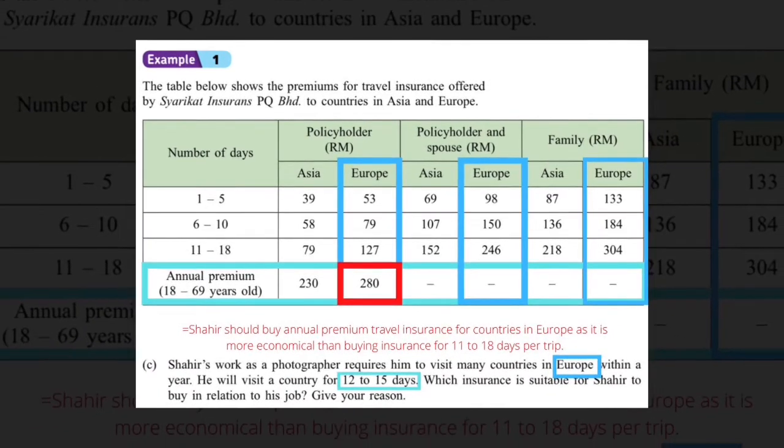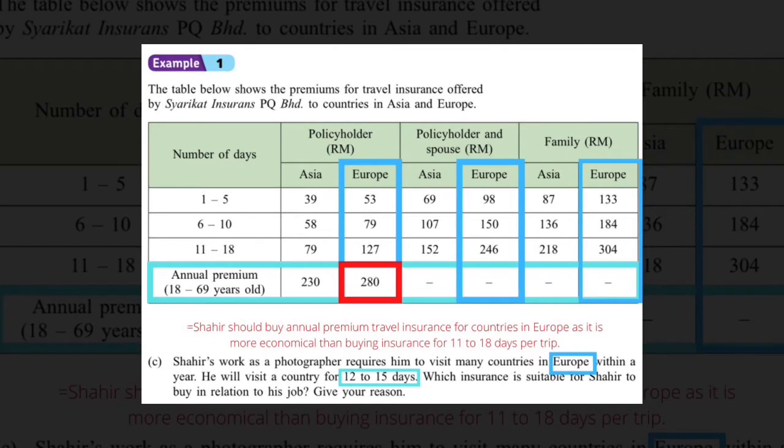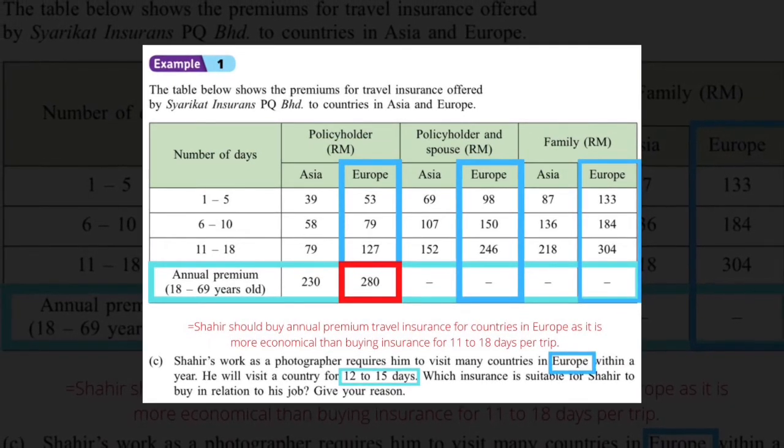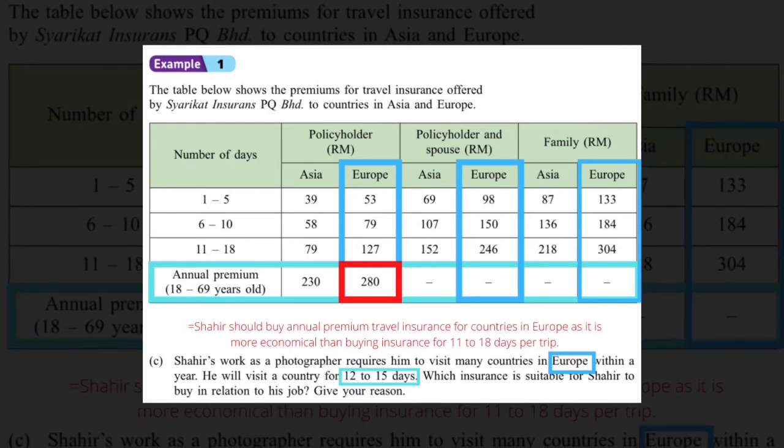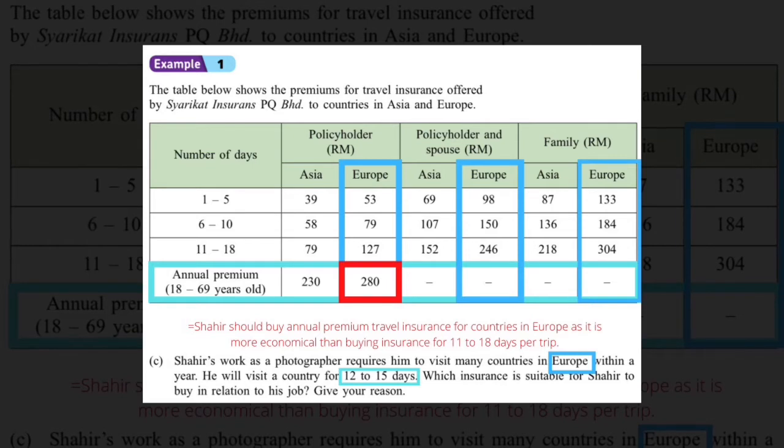C. Shahid's work as a photographer requires him to visit many countries in Europe within a year. He will visit a country for 12 to 15 days. Which insurance is suitable for Shahid to buy in relation to his job? Give your reasons. The question did mention about the destination, which is Europe, and duration of travel, which is 12 to 15 days. However, the answer should be Shahid should buy annual premium travel insurance for countries in Europe as it is more economical than buying insurance for 11 to 18 days per trip. This relates to his statement of his work as a photographer that requires him to visit many countries within a year.